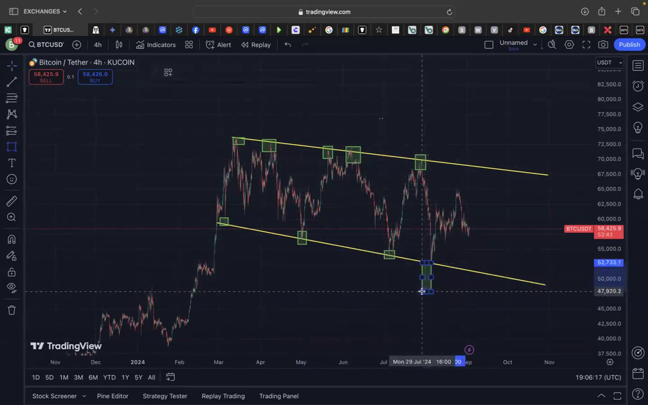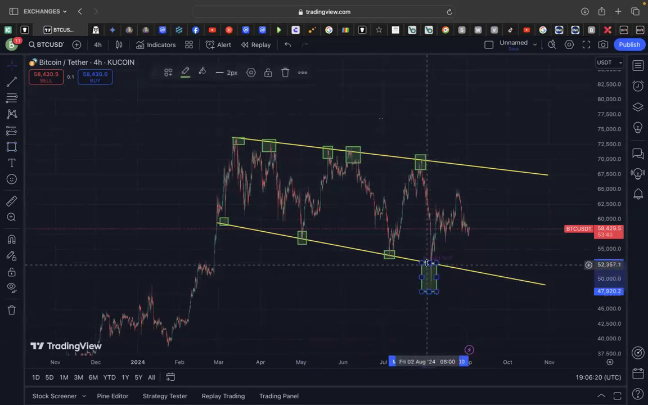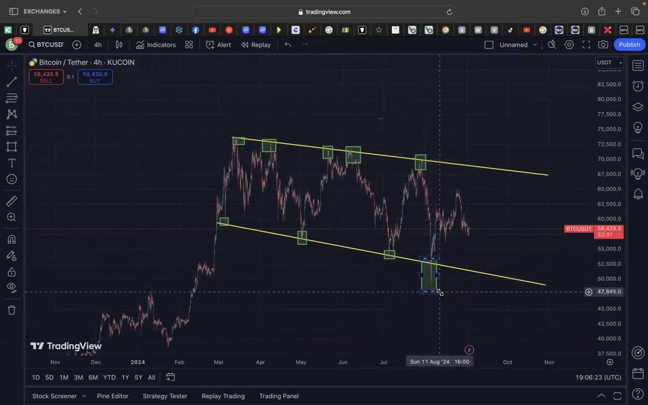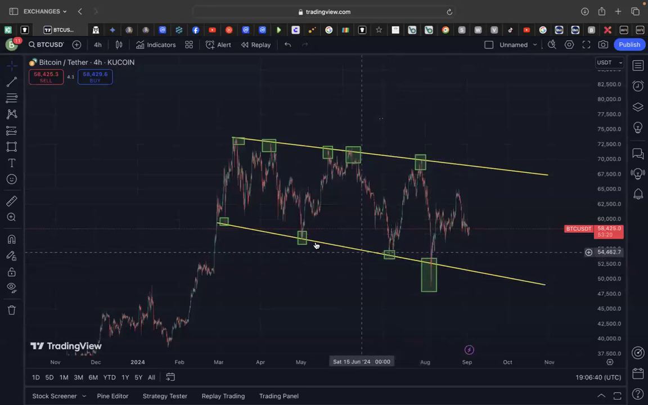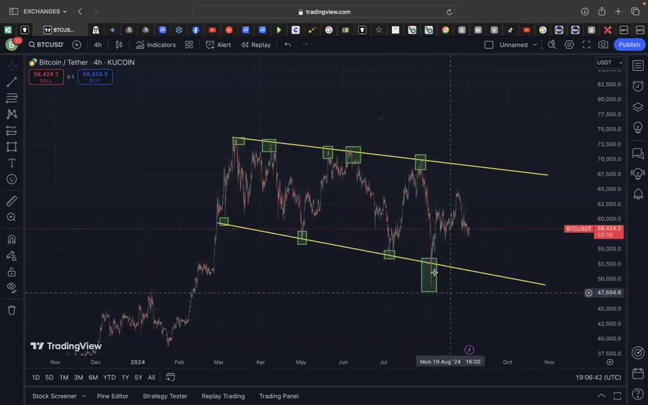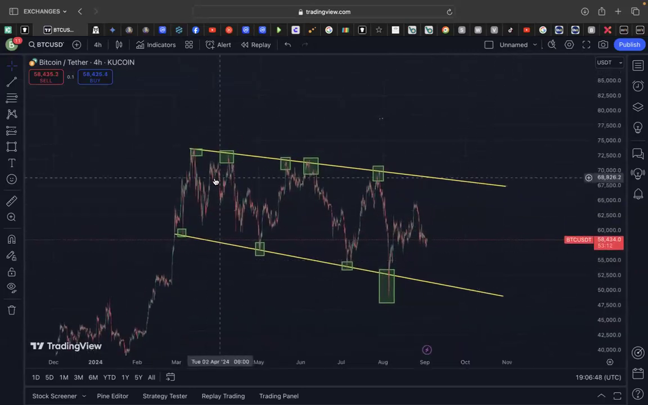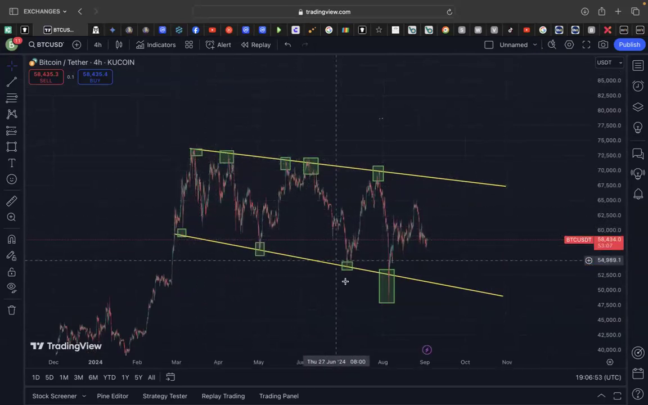We even had a false breakout here, where we touched $49,000 per Bitcoin. This was a false breakout on the support level. As you can see on the support level, we've touched it 1, 2, 3 times. The fourth time was a false breakout. So we're trending downwards with Bitcoin, and we are basically in between this resistance and this support.